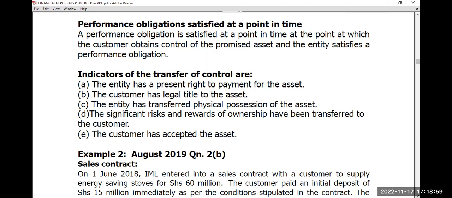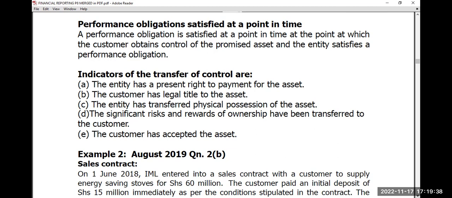Secondly, we can talk about the customer has legal title to the asset. If maybe we've been selling items, maybe motor vehicles, but we still have those land titles in the name of our company. Maybe if you have been selling land and we have different plots of land, at the point when we transfer those titles to the names of the customer, then it means we have actually transferred the control, meaning the person can do anything on that land because the land now belongs to that person.